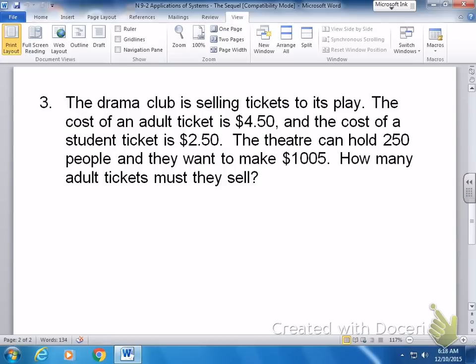So guys, this is very much like the last one. It's just not talking about nickels and dimes. It's talking about tickets. So I'm going to say that A equals adult tickets, and that S equals student tickets.